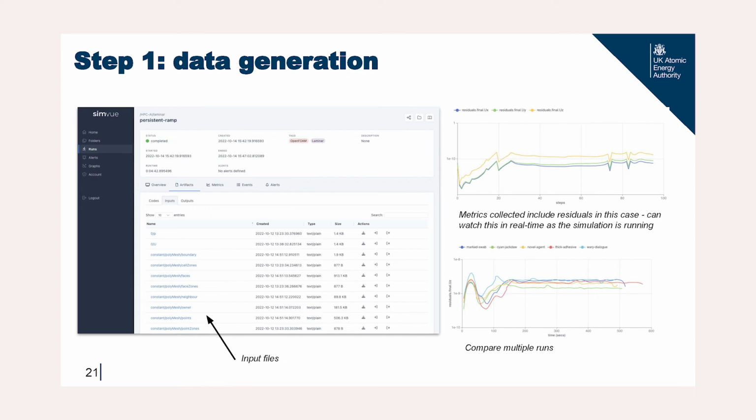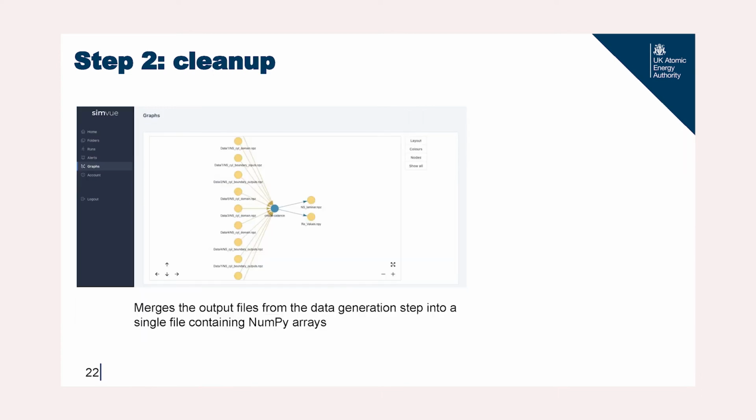Then there's the cleanup step. This is the step that merges all the outputs from the previous steps, the OpenFOAM simulations, and puts them in a format ready for the machine learning. So you can create graphs that show what's happening. And the final step is then building the surrogate model.